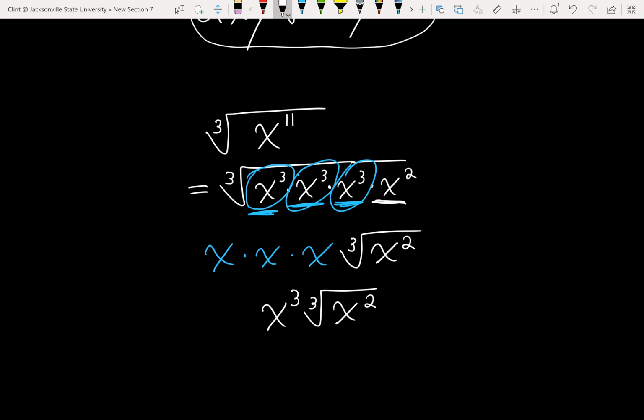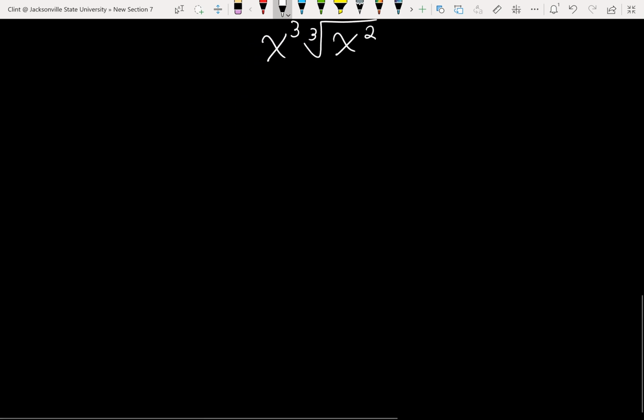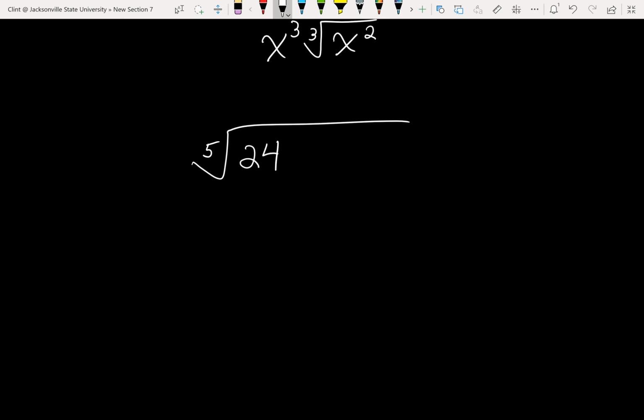Let's do one more, and I'll do a different index this time. Let's see, we'll do the 5th root of 24, x to the 7th. So if I'm doing this, I'm going to come over and find my prime factorization of 24.